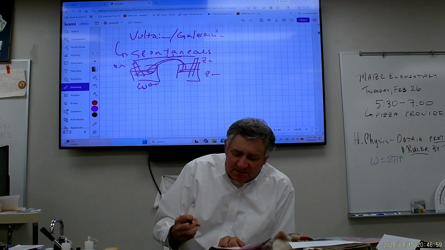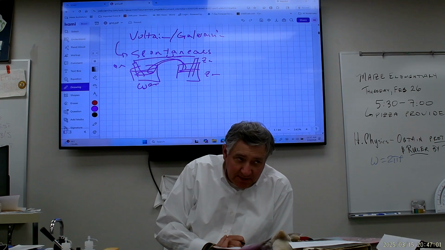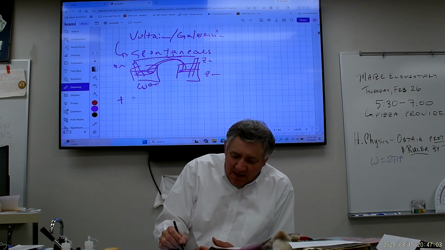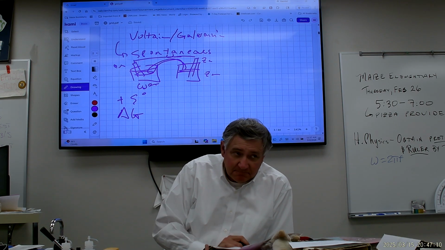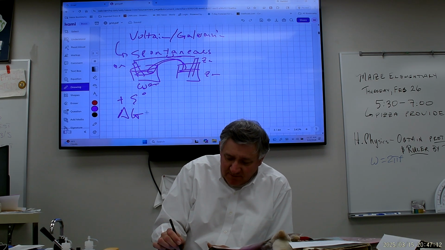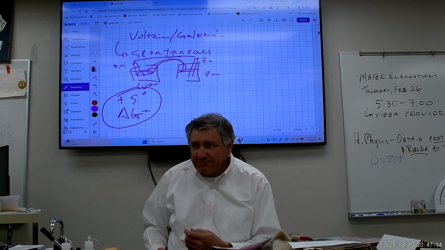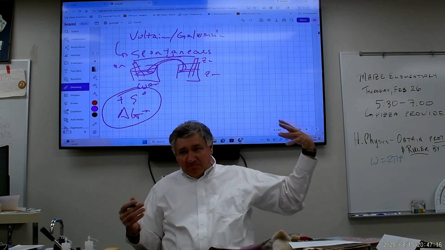So what do you know the sign of the E naught value is going to be? Positive. So you'd have a positive E naught value. What's going to be the sign of delta G? Positive or negative? Negative. Okay, so those two together introduce this concept of spontaneity.